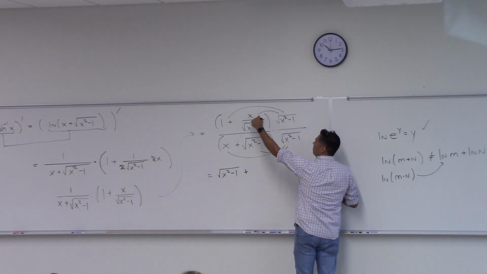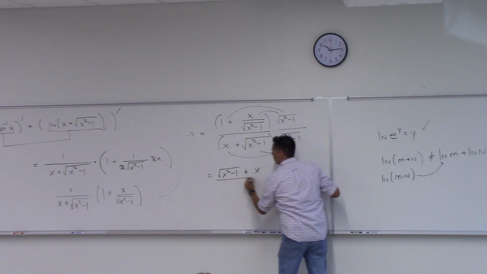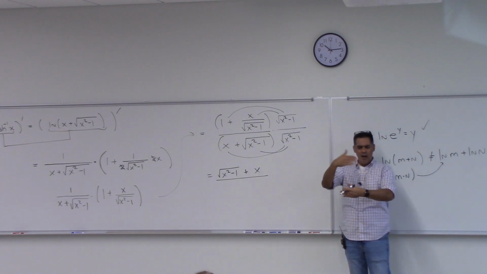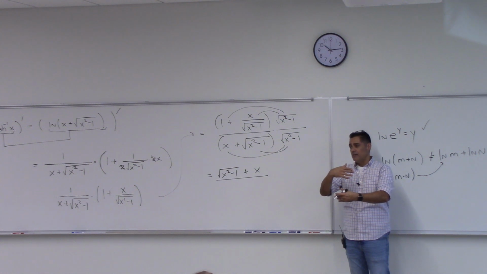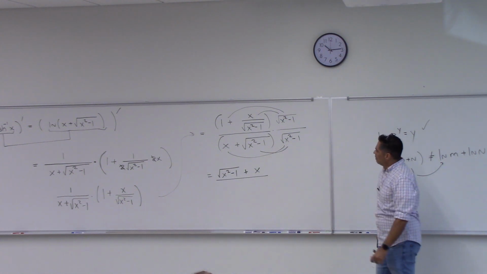I'm going here to here. When I go here to here, my roots cancel. I just get x. Hey, could I have just squared the top and bottom? No, you can't do that. You can't just square the top and bottom of an expression. That's not allowed.